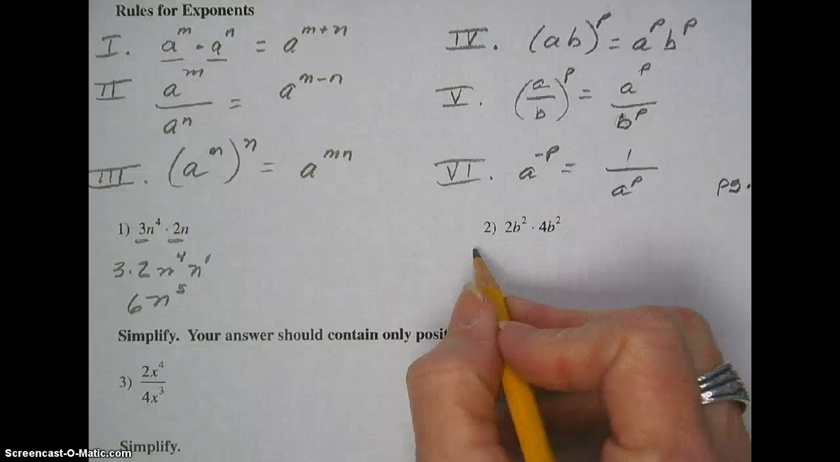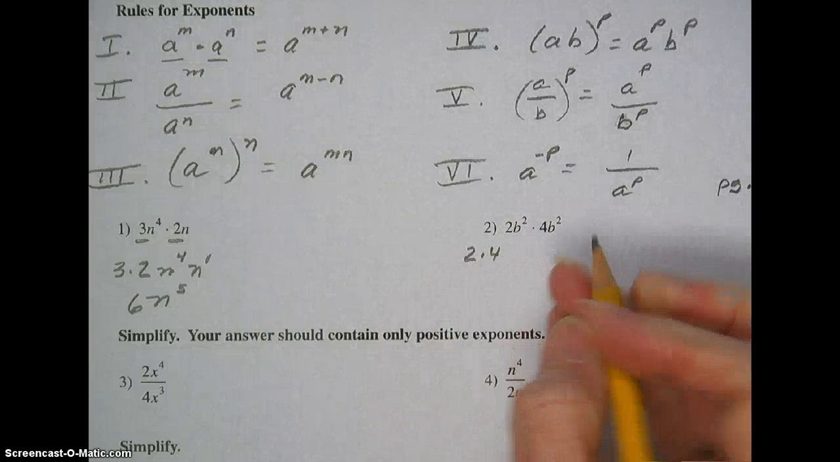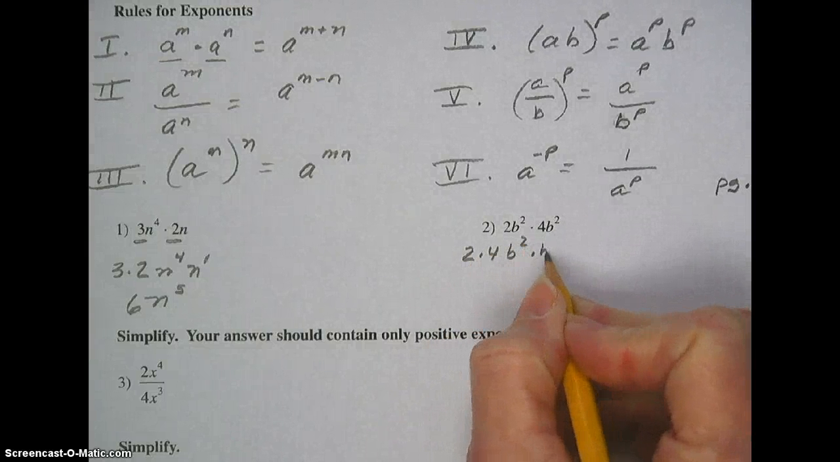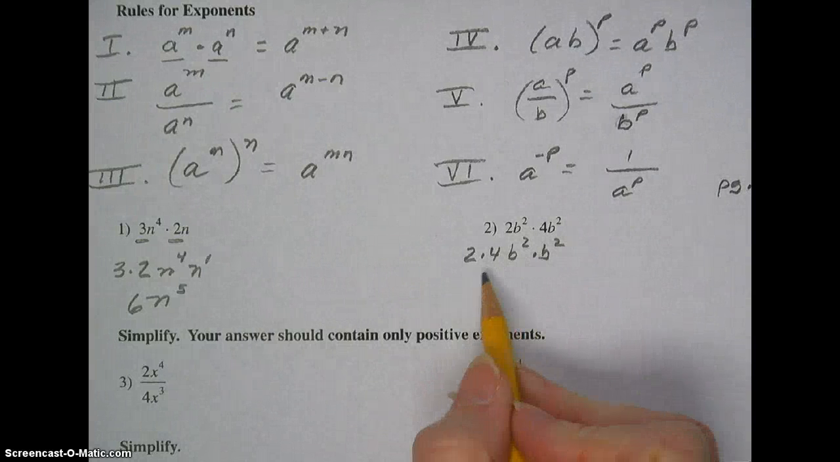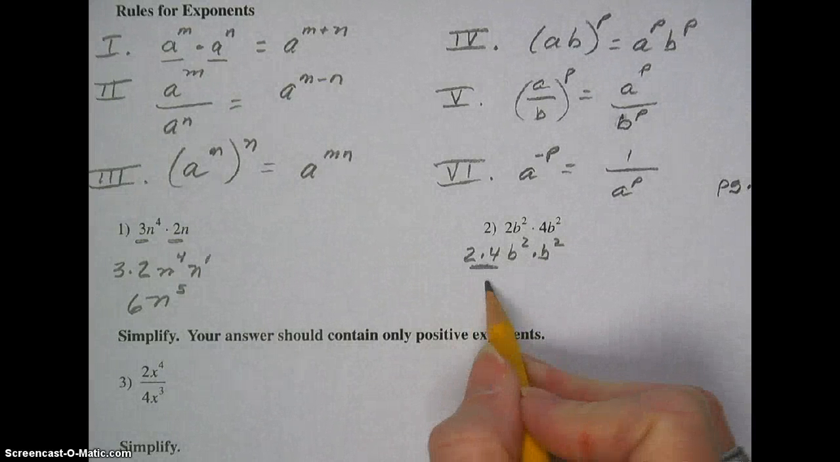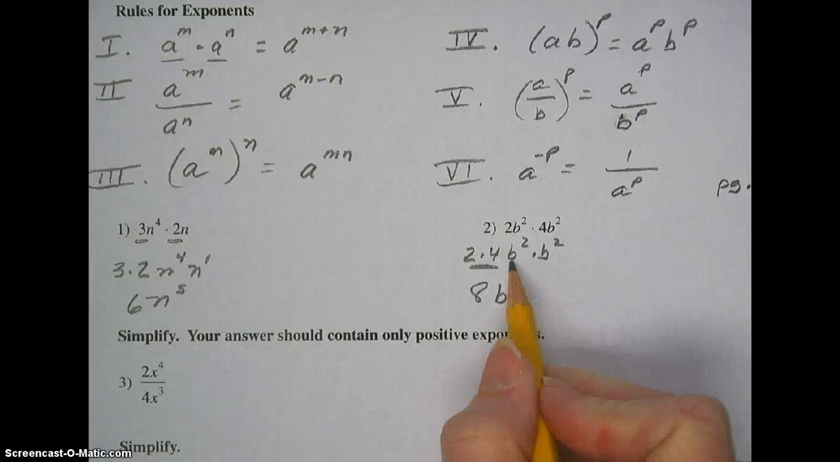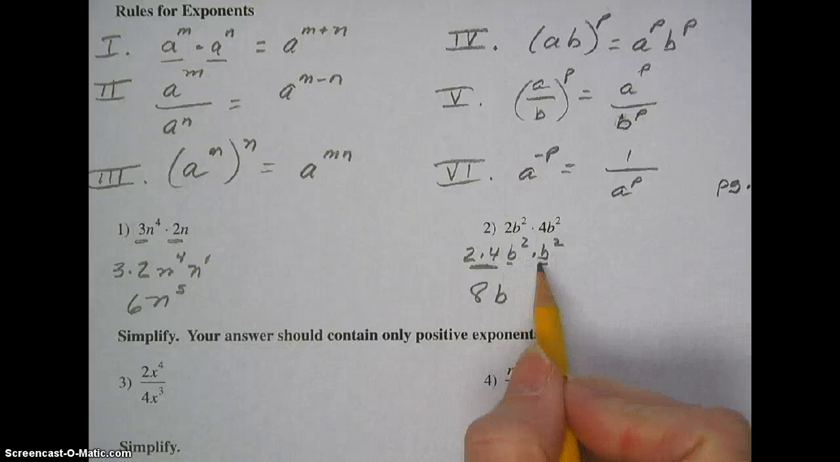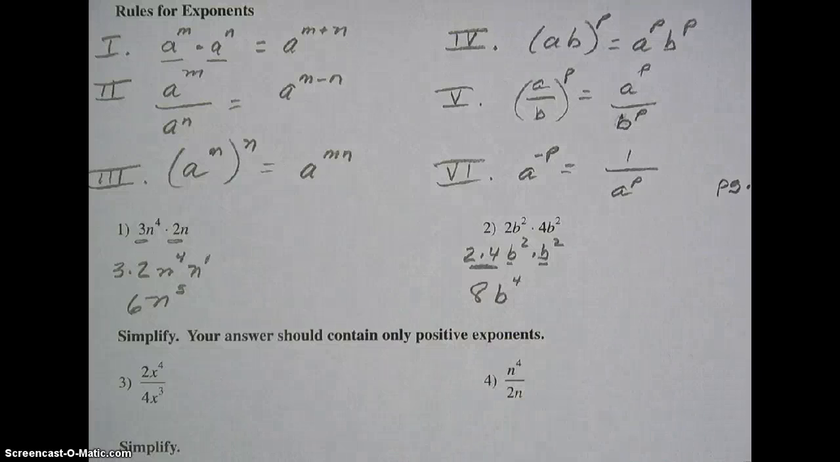So try number 2. Put the 2 and the 4 together, the b squared and the b squared together. So take care of numbers where we multiply, and when we're multiplying bases, we add the exponents.